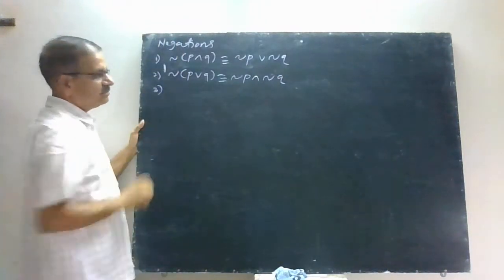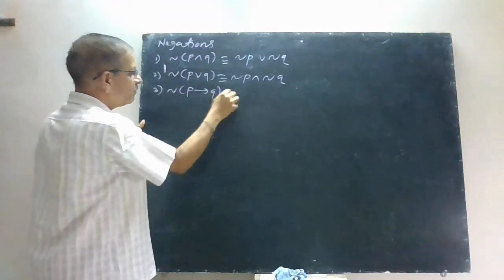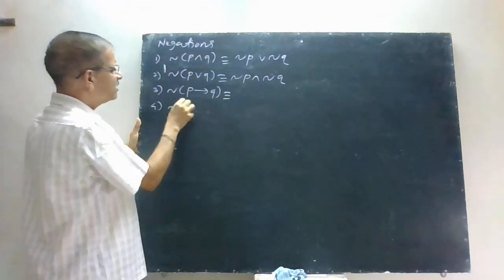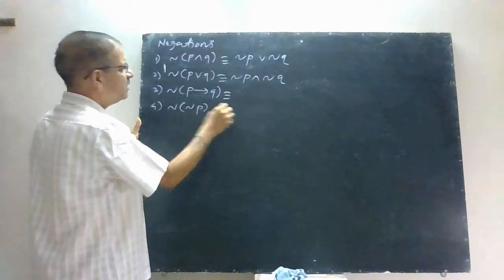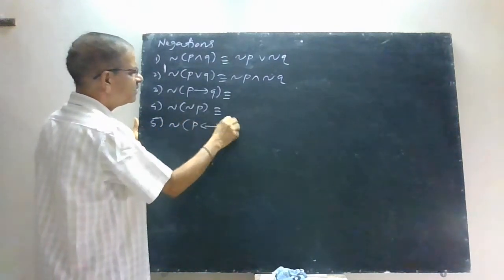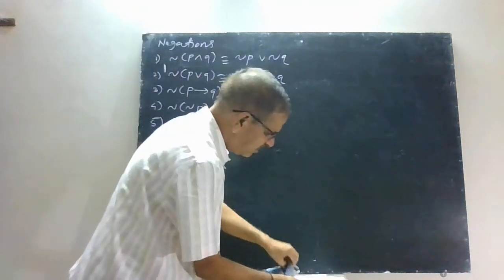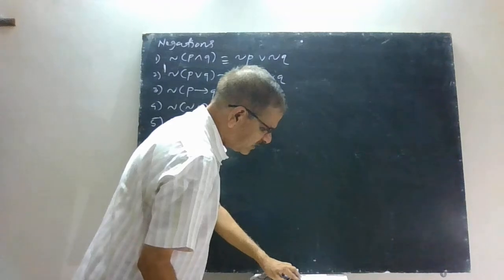Now third, negation of p implies q, and fourth one you can write negation of p, and fifth one you can write negation of p implies and implies q, is p and not q. So there are only 5 negation statements.